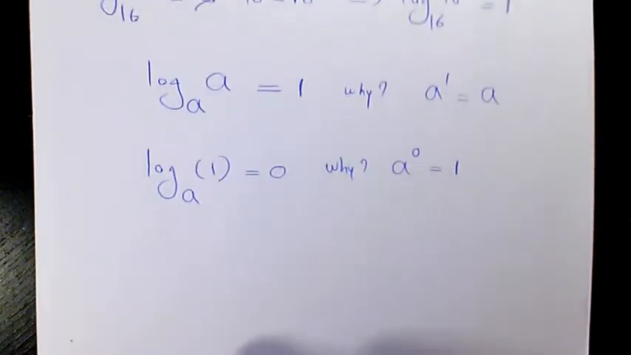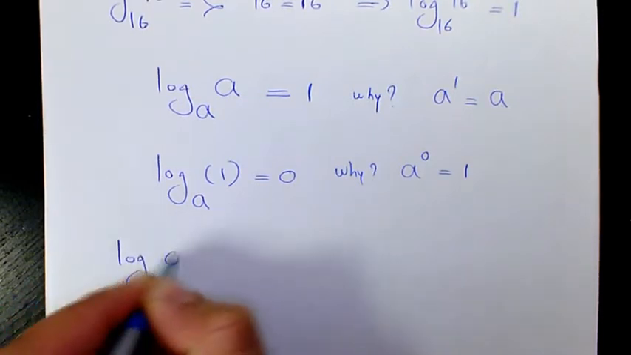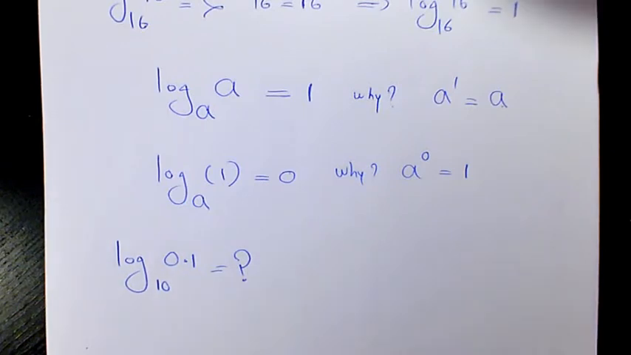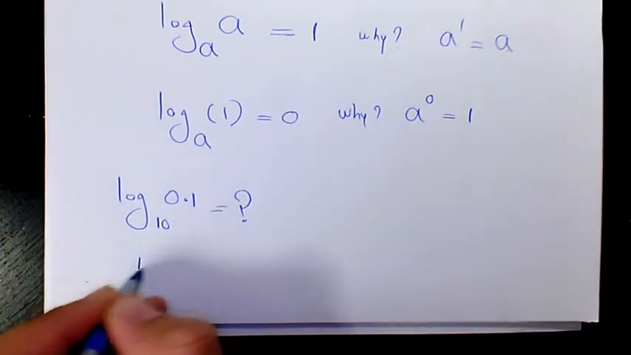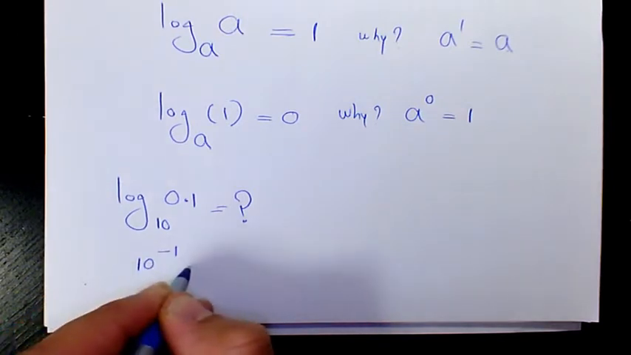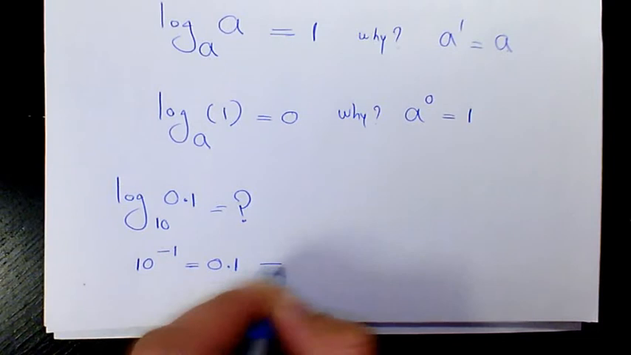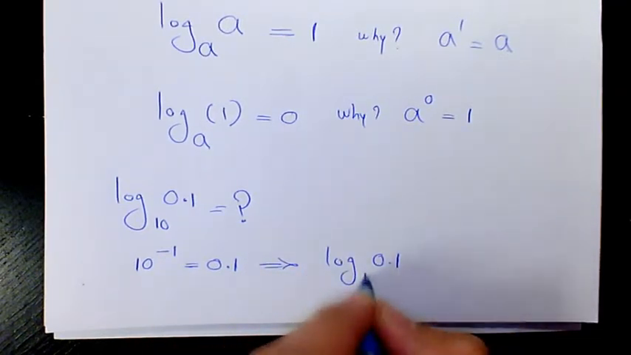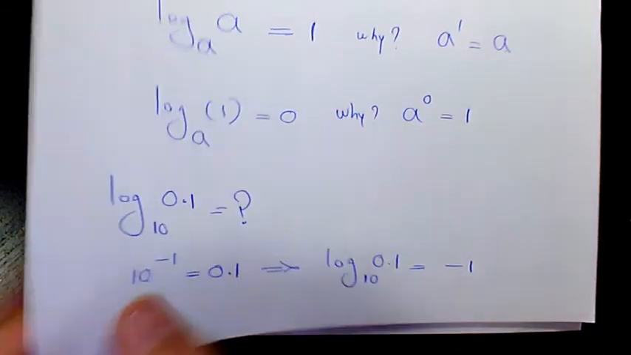Let's see another example. What is log 0.1 base 10? You're going to say 10 to the power of negative 1 is 0.1. So log 0.1 base 10 is going to be negative 1. It is not necessary to write base 10.